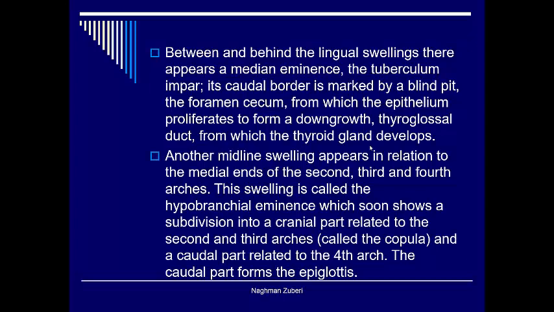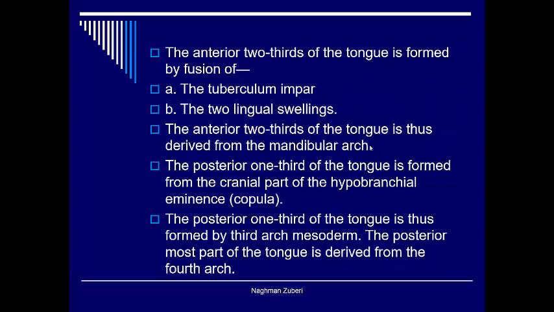This swelling is called the hypobranchial eminence, which soon shows a subdivision into a cranial part related to the 2nd and 3rd arches, which we call copula, and a caudal part related to the 4th arch. The caudal part forms the epiglottis.